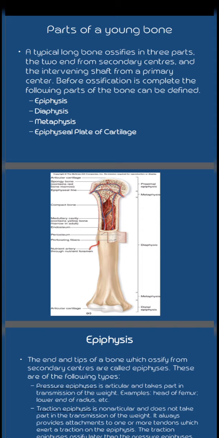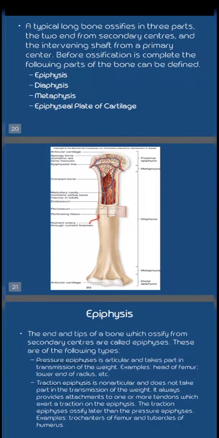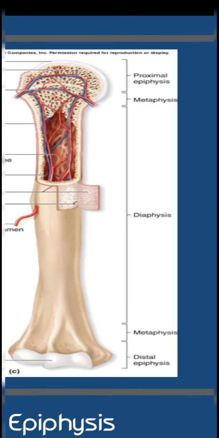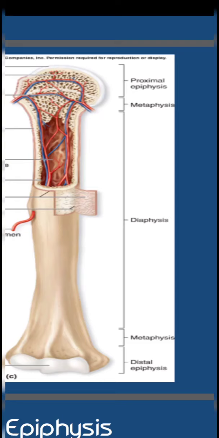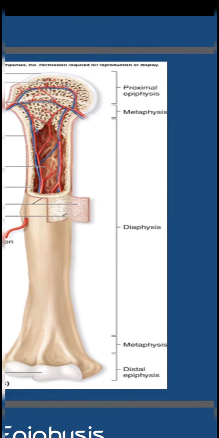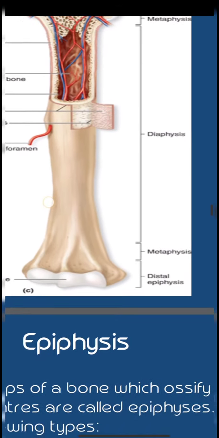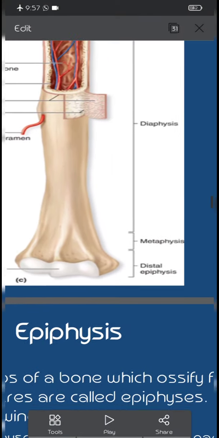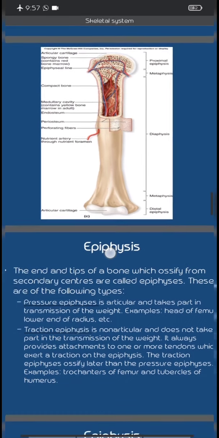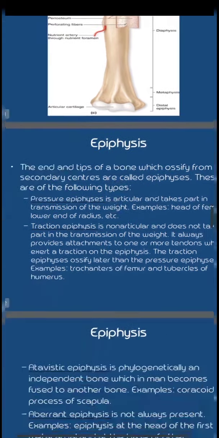These parts can be distinguished in a growing, young bone: epiphysis, diaphysis, metaphysis, and the epiphyseal plate of cartilage. Here we can see this is the diaphysis. The part where the diaphysis meets the epiphysis is known as the metaphysis. Here the growth plate is present, and then there is the proximal epiphysis. Here is the distal epiphysis. Articular cartilage is also present.